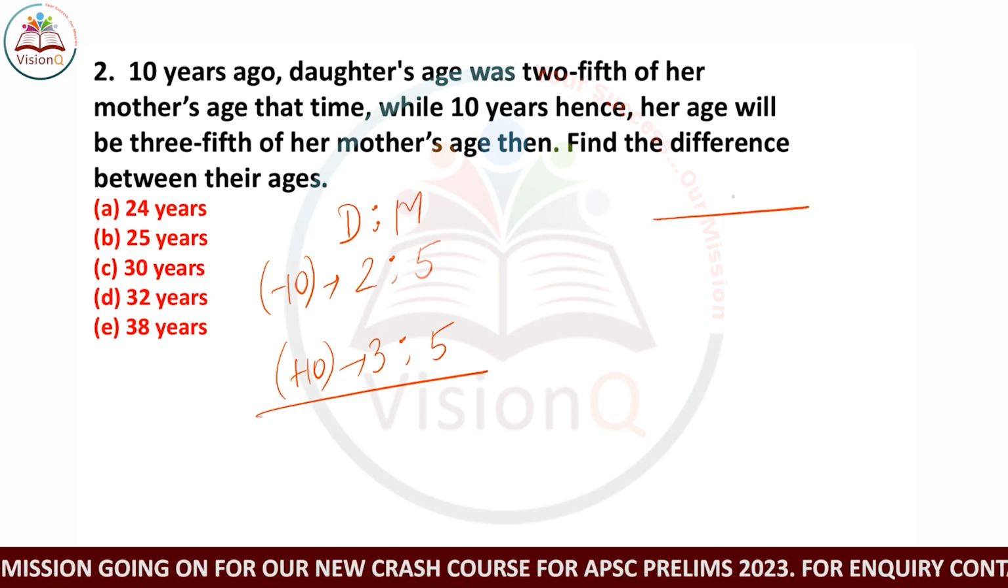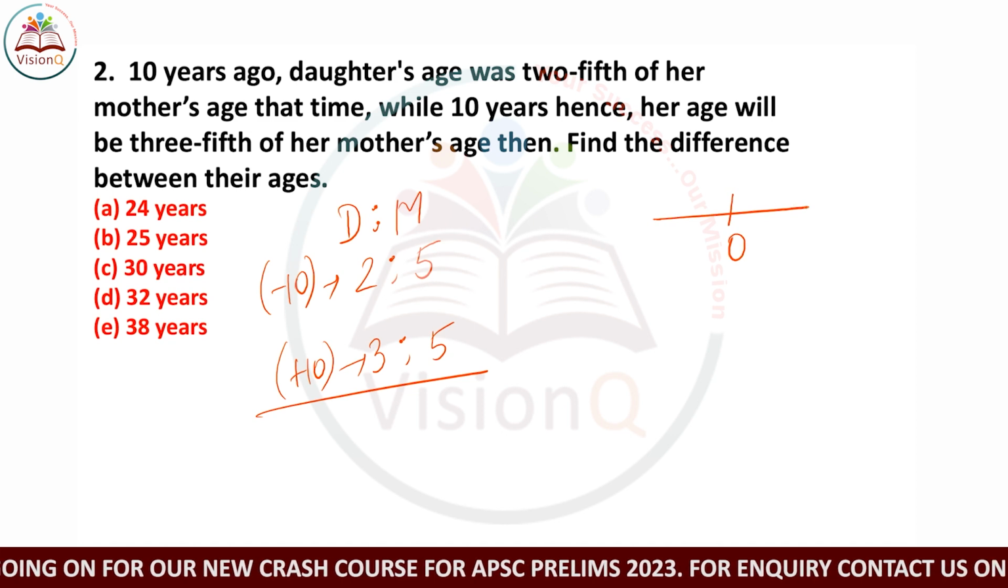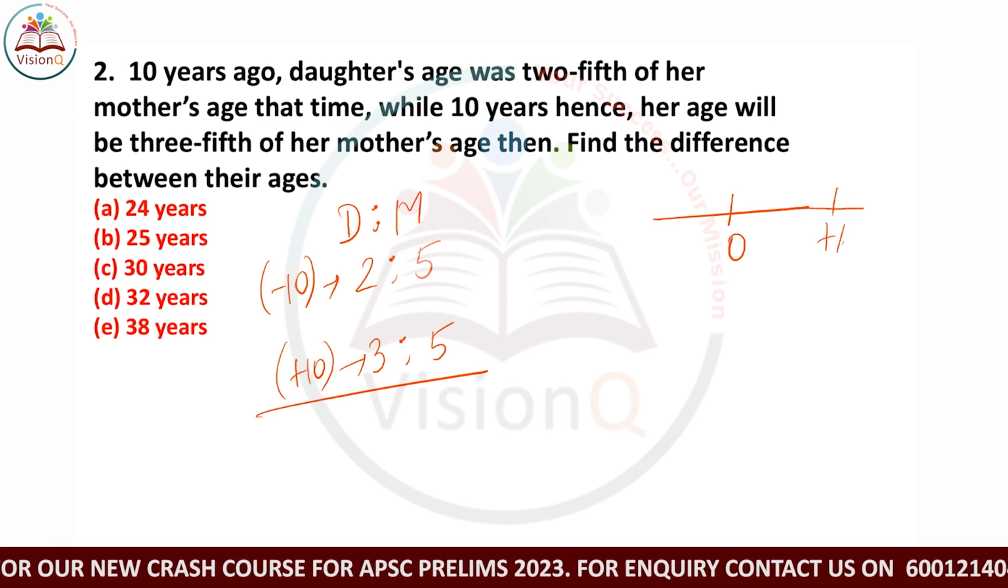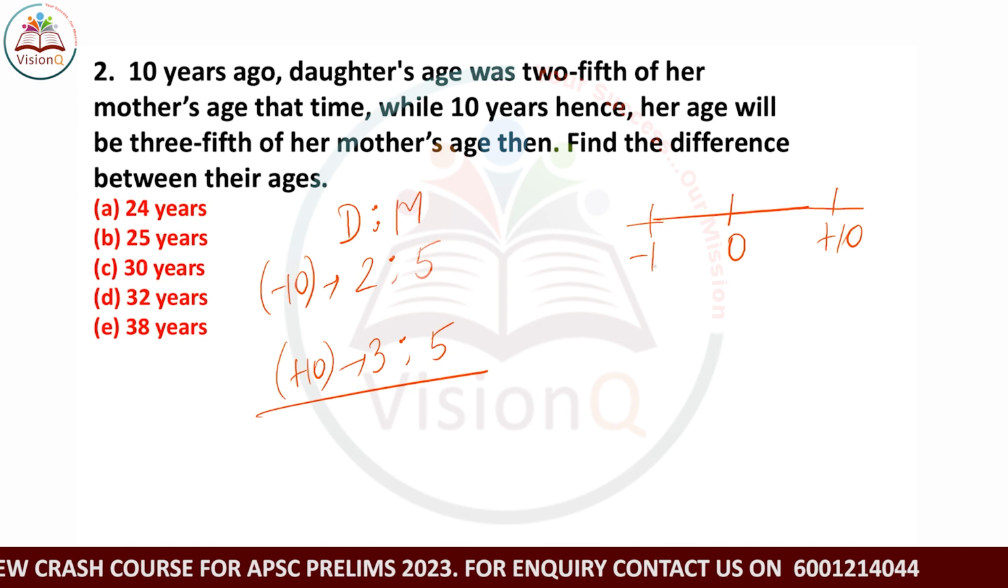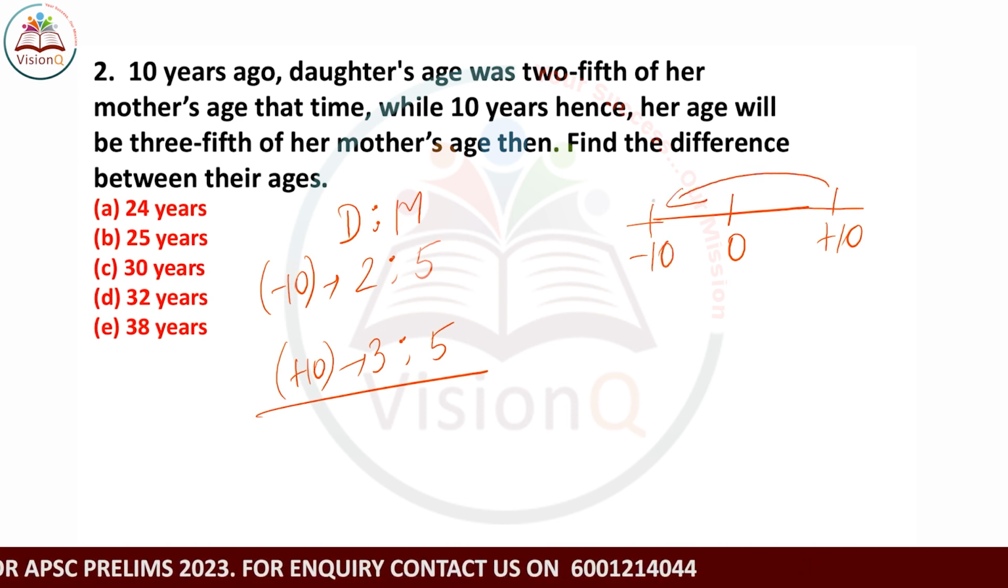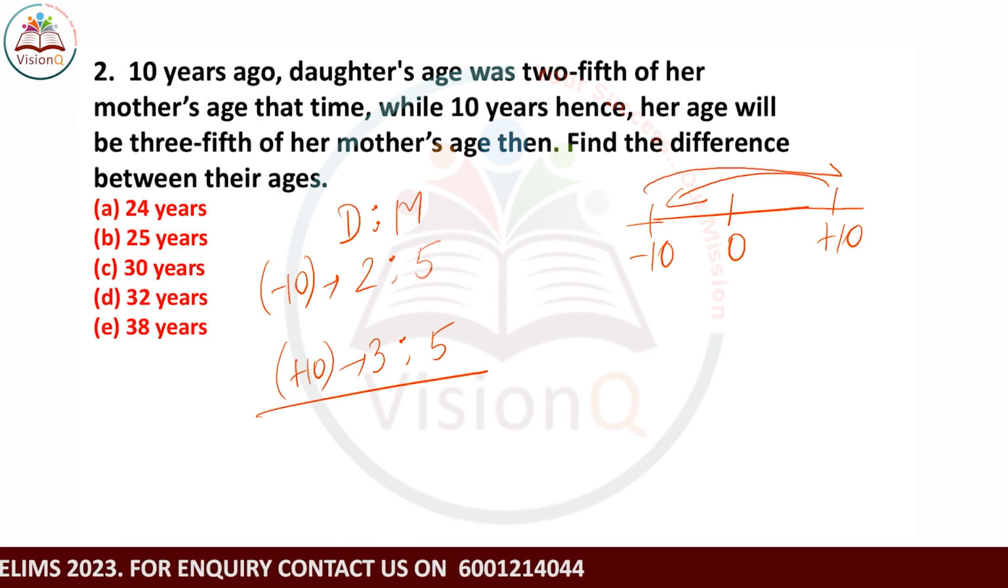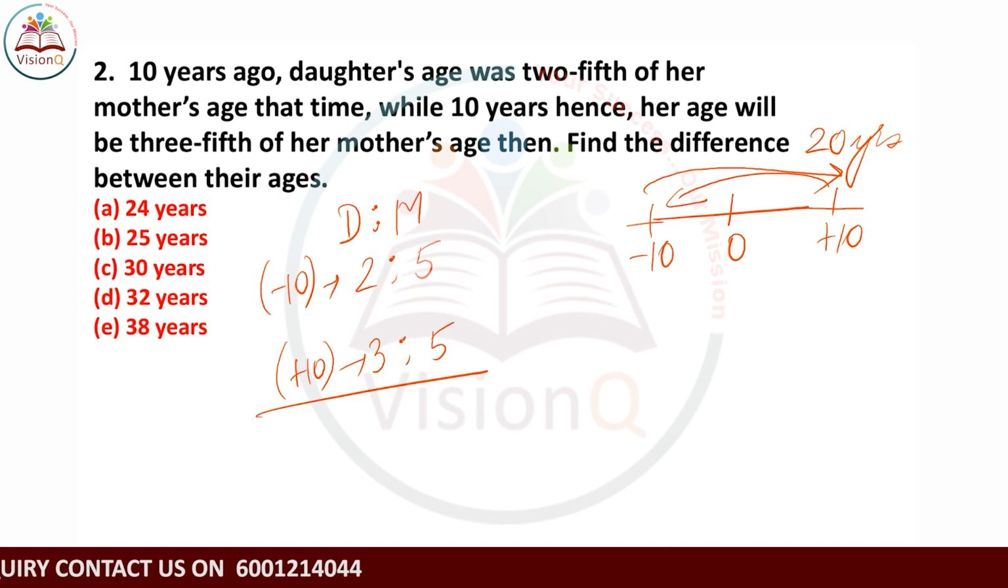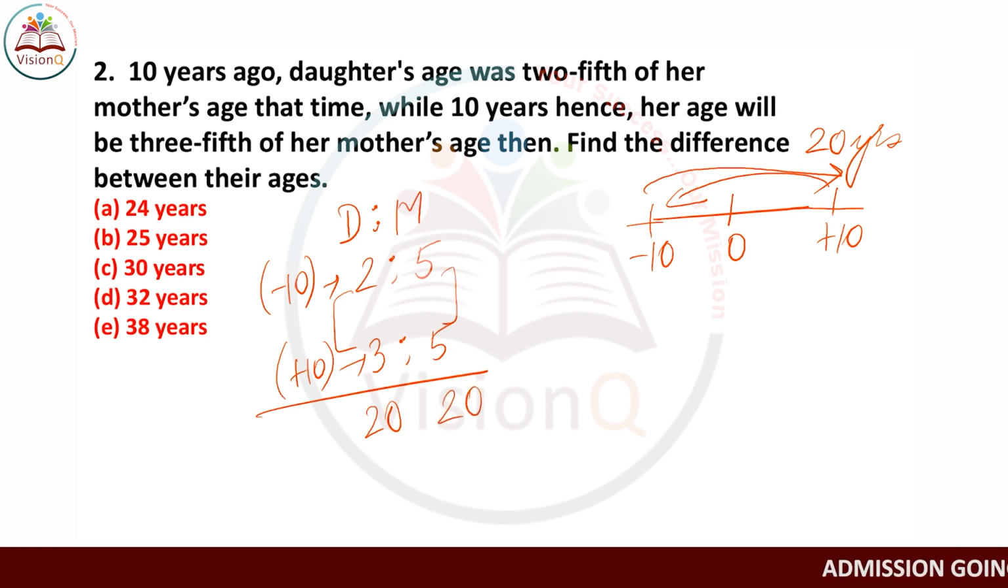Okay, now see, 0 means the present, after 10 years means plus 10, and before 10 years means minus 10. So from after 10 years to before 10 years, or from before 10 years to after 10 years, whichever you say, this gap will be 20 years, no? This gap is 20 years for the daughter, and again this gap is 20 years for her mother. The gap will be the same here.